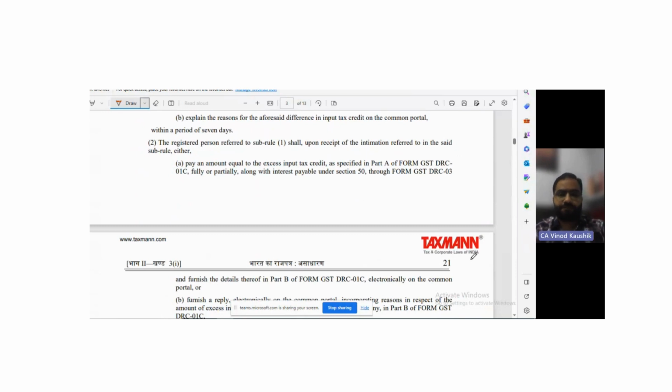So this is a very, very important amendment in GST rules, which will impact a lot those professionals who are day in and day out dealing with the compliances of GST, GSTR-3B, GSTR-1, etc. So it is very, very important to understand this rule.